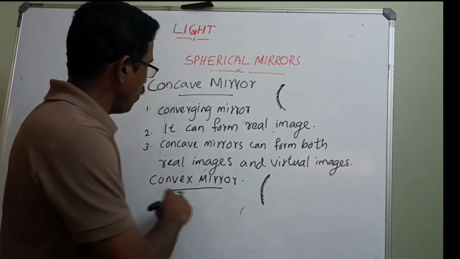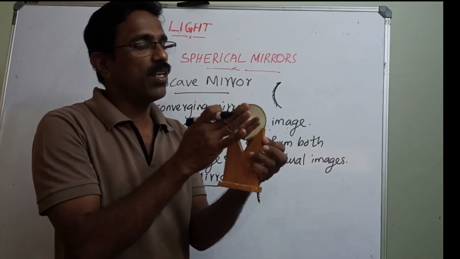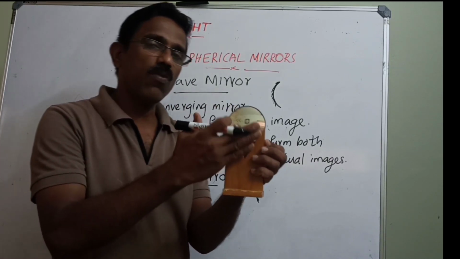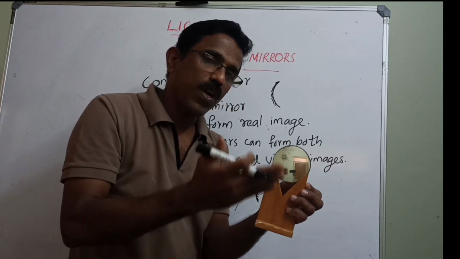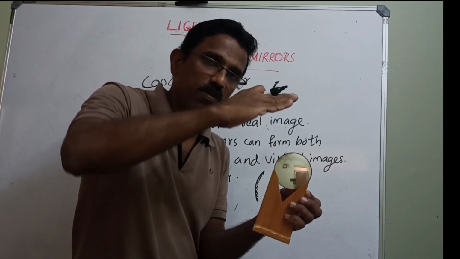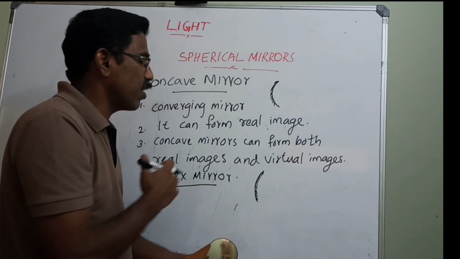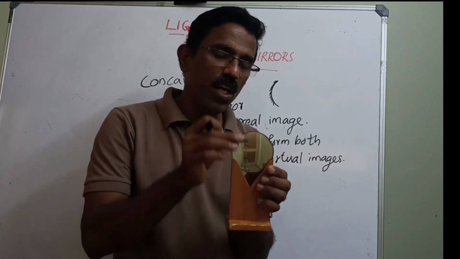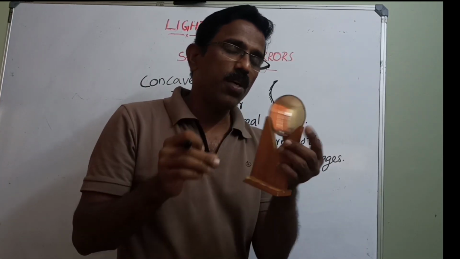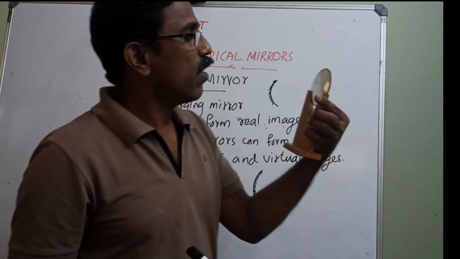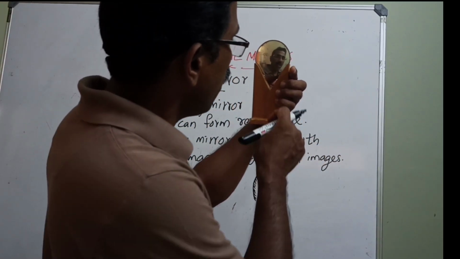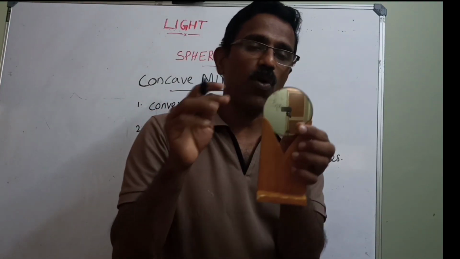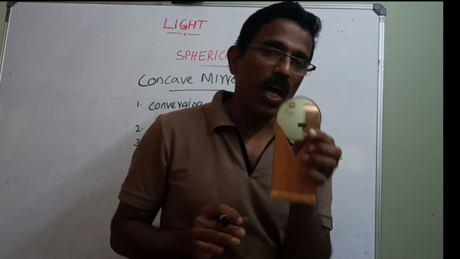Now let us discuss the image formation by a convex mirror. In the case of a convex mirror, the reflecting surface is convex, bulged outward. Such mirrors are convex mirrors. So convex mirrors are widely used, and you can see here in the convex mirror, we will get the image, and the images are very small. You can see my face here, that is very small. The images of all objects appear to be very small in the case of a convex mirror.